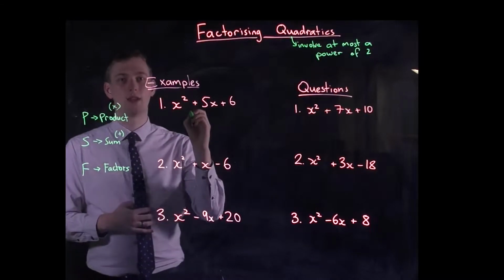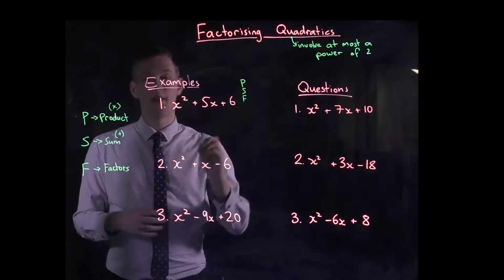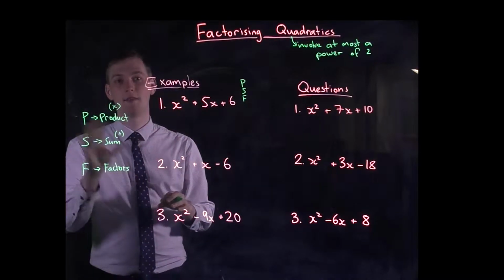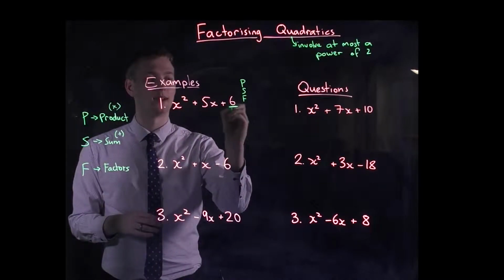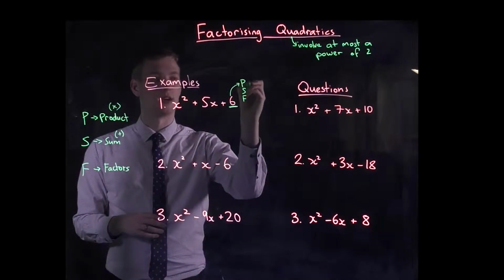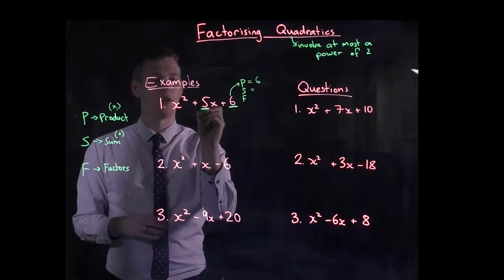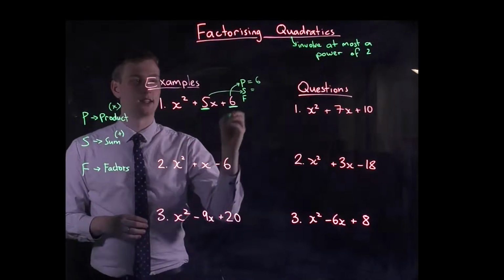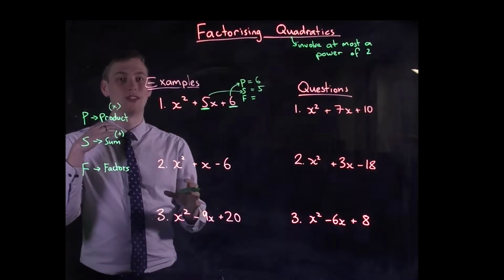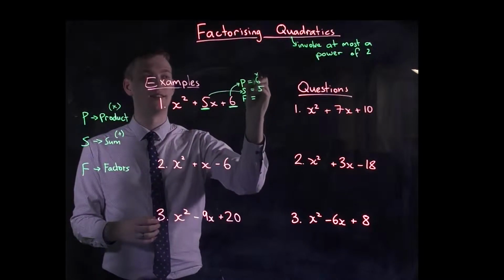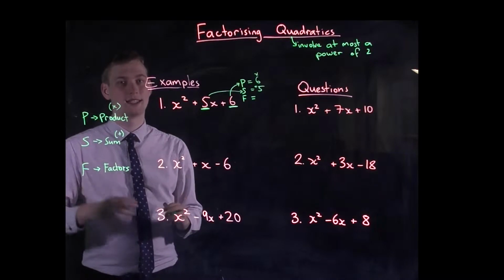We're going to start with question 1. Now, we're going to write a little PSF here, and I'm going to use the method and then show you where the method comes from afterwards. So first, we're going for our product, and our product is this one here. So we're going to put a 6 there. Next is our sum, and that's the coefficient of x. So we have our 5. And then finally we have factors. So factors, we want to find two numbers that multiply to give our 6 and add to give our 5. Because that's product and sum.